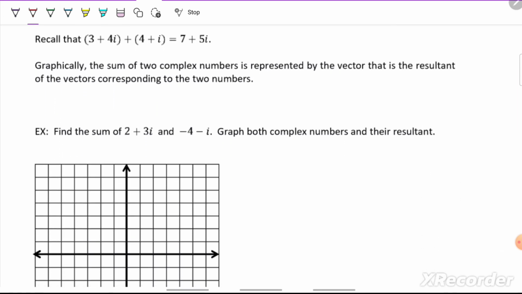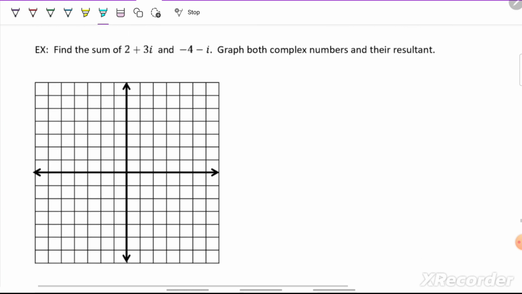Recall adding complex numbers from intermediate algebra. If we wanted to add 3 plus 4i plus 4 plus i, we just added the real components together and the imaginary components together, and that gave us our answer. Graphically, the sum of two complex numbers is represented by the vector that is the resultant of the vectors corresponding to the two numbers. So let's find the sum of 2 plus 3i and negative 4 minus i graphically. We'll graph both complex numbers and their resultant.